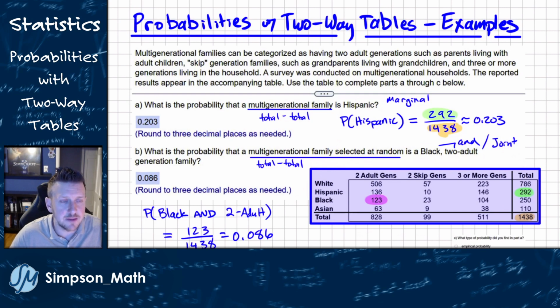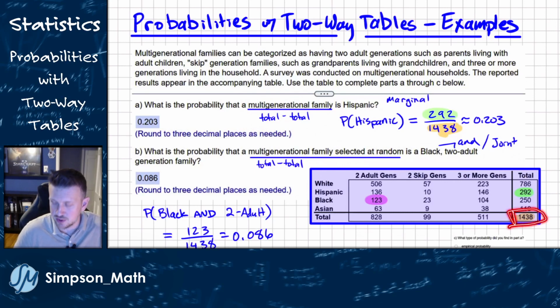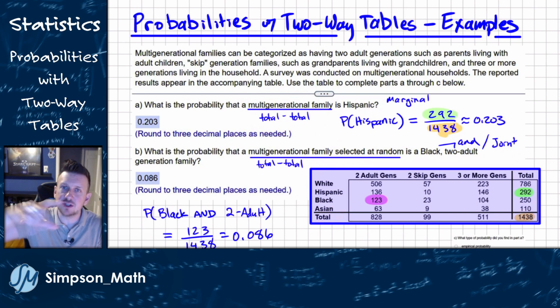All right, so first up, what's the probability that a multi-generational family is Hispanic? When answering these probability questions, sometimes we have to be mindful of what they're asking, and specifically, what is our total? What is it out of? Well, when they're talking about this multi-generational family, that's the total. So it's out of all the multi-generational families. What's the probability I reach in this bag of multi-generational families and pull out one that is Hispanic?